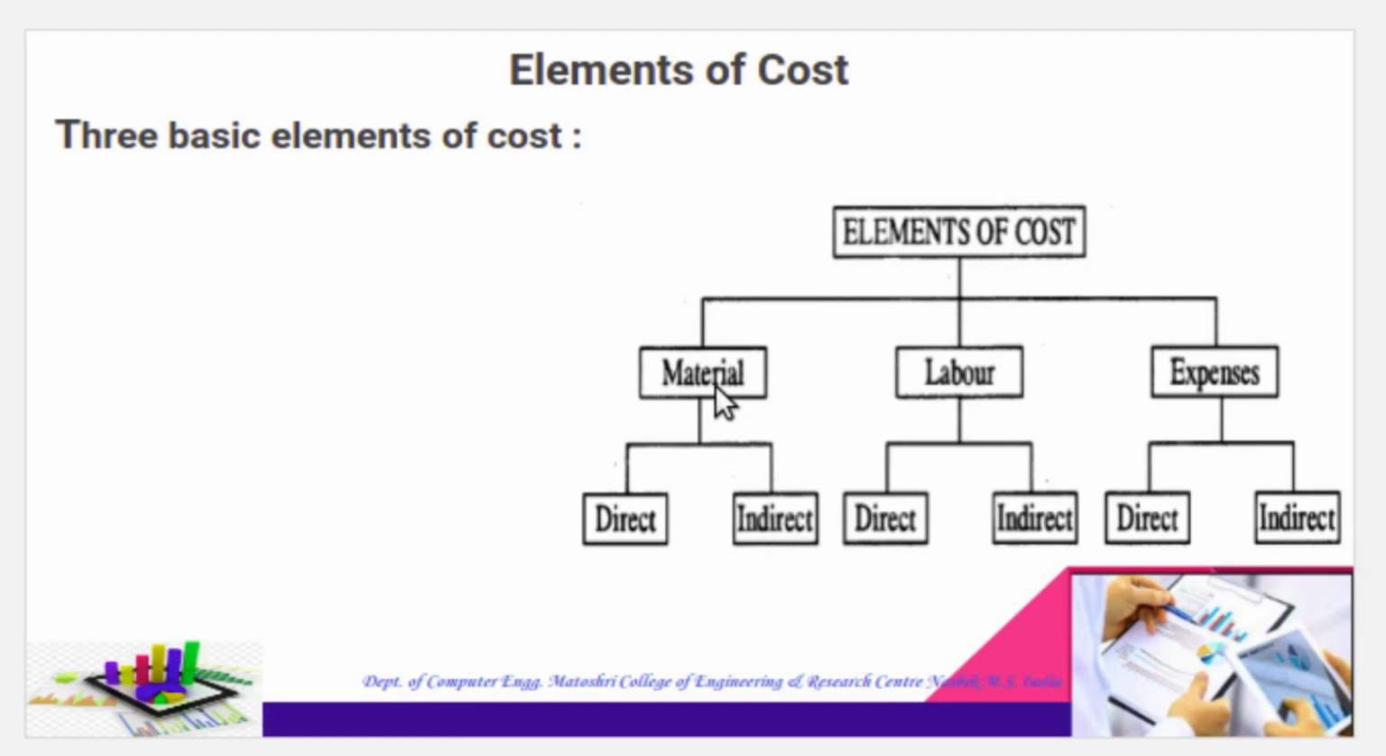The material cost refers to the cost of substances from which the product is made. Materials enter into the production process and form a part of the finished product. For example, paper used in a book. Materials can be divided into two categories. First one is direct material and another is indirect material.